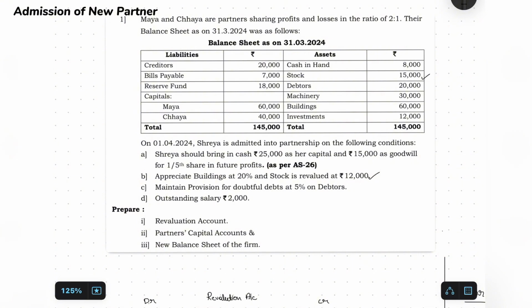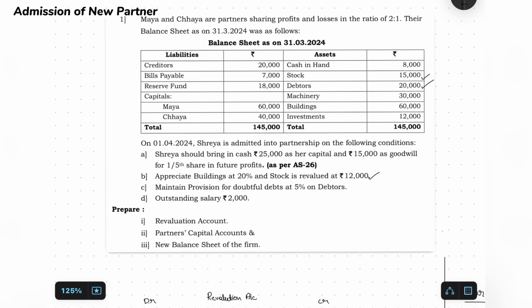Next we'll come to the next point, that is maintain provision for doubtful debts at 5% on debtors. Basically it is PDD, provision for doubtful debts, and we have to maintain 5% on debtors. The debtors value we have is 20,000, and we are going to maintain 5% PDD on debtors. PDD means provision for doubtful debts, that means the amount may come or may not come. Next adjustment is outstanding salary of 2,000 rupees. There is an outstanding payment, that is salary of 2,000 rupees, and it is a liability of the firm.